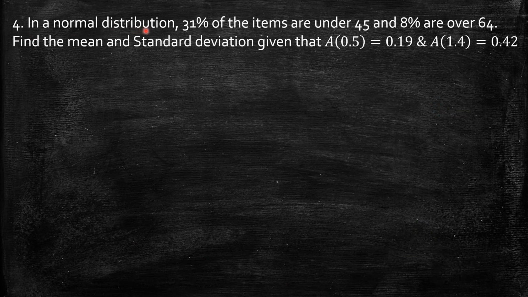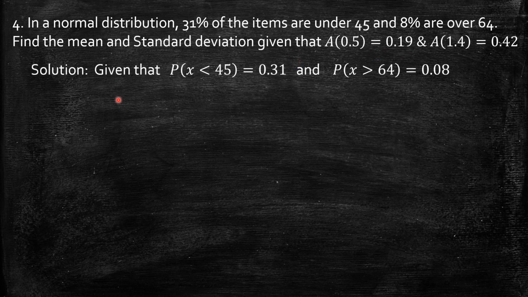Problem number 4. In a normal distribution, 31% of the items are under 45 and 8% are over 64. Find the mean and standard deviation. Given that A of 0.5 is 0.19 and A of 1.4 is 0.42. So here we need to find the mean and standard deviation, where the probabilities are given. One is under 45, 31%, that means the probability of x less than 45 is 0.31. Another one is the probability of x greater than 64, that is 0.08, and the required data is already given over here. So we can find the mean and standard deviation.